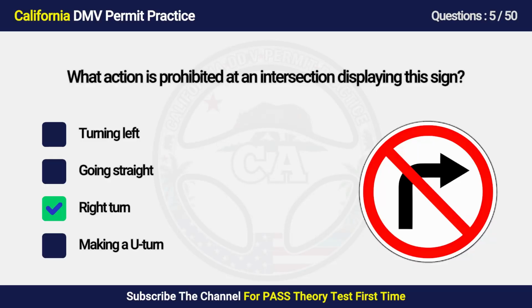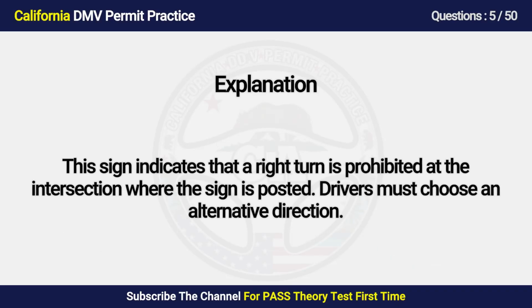Answer is C. Right turn. This sign indicates that a right turn is prohibited at the intersection where the sign is posted. Drivers must choose an alternative direction.